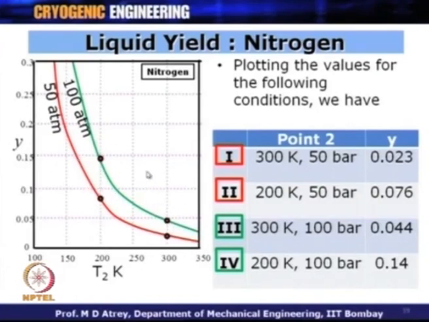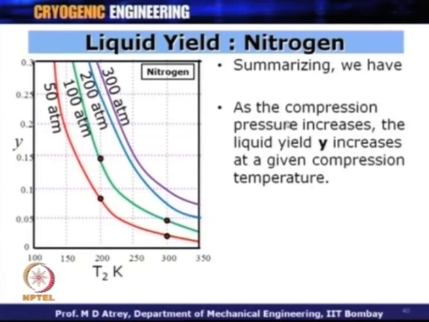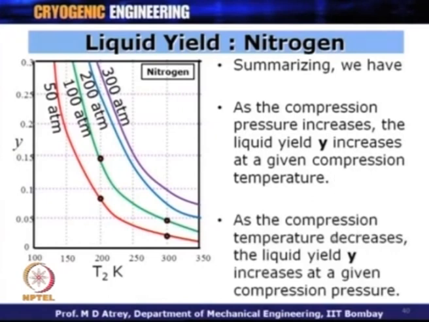And if I now extend this further for different pressures, what you get is this at 200 atmosphere and this at 300 atmosphere. So, it is fairly easy to say that I should go for as high pressure as possible and as low temperature as possible for the compression process. Summarizing, as the compression pressure increases, the liquid yield y increases at a given compression temperature. As the compression temperature decreases, the liquid yield y increases at a given compression pressure. This is what has been summarized from this.